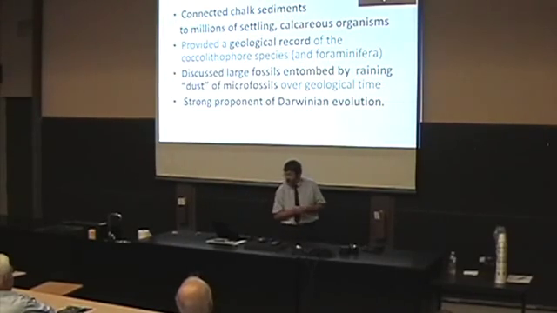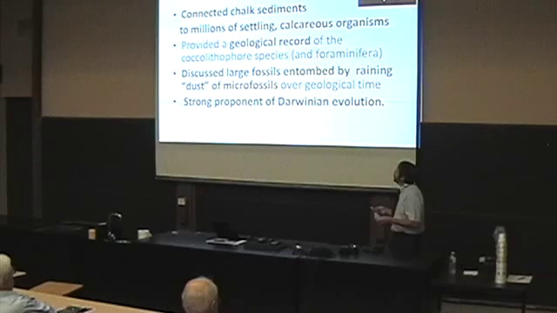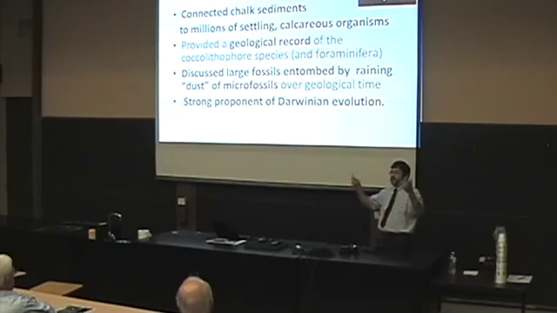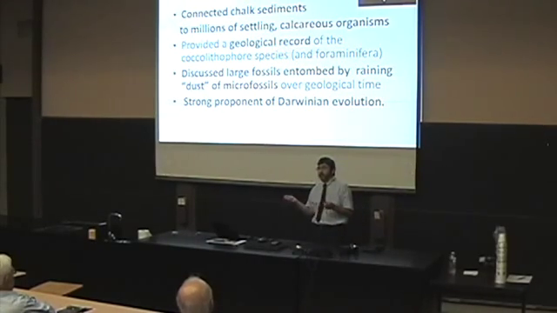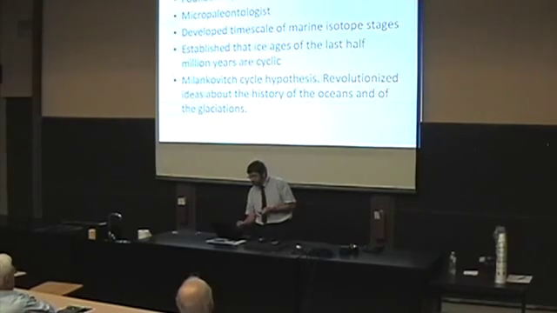And this guy connected the chalk sediments to millions of settling calcareous organisms. And he provided the geological record of the species, and he also talked about all the animals that were entombed by this raining dust that came down on them. And he was a strong proponent of Darwinian evolution. This is where the bulldog part came in. And really where Darwin got was a lot related to Huxley's advocations of evolution.